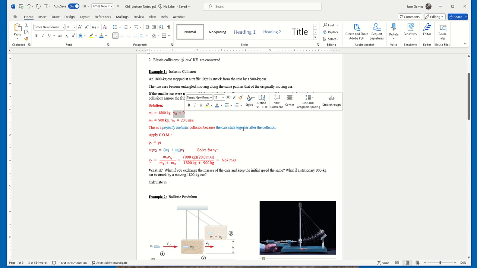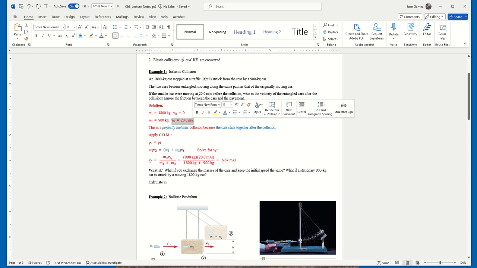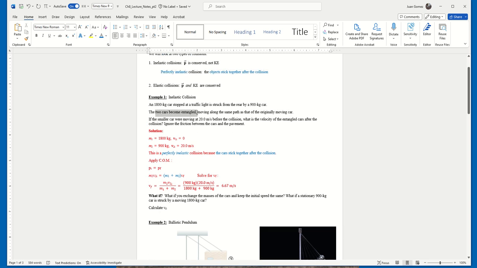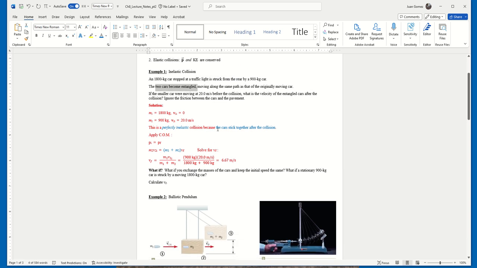Don't let the subscripts confuse you; they can be a little cumbersome. So M1 is the 1,800 kilogram car. It's stopped at the traffic light, so its initial speed is 0. So V1 initial is 0. M2 is the 900 kilogram car, and V2 initial, the speed of M2 before the collision, is 20 meters per second. So M2 is equal to 900 kilograms, V2 initial is equal to 20 meters per second. Now it's a perfectly inelastic collision because the two cars become entangled. We're telling you they stick together after the collision.